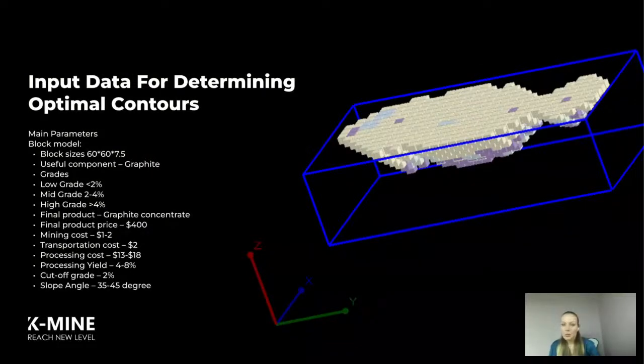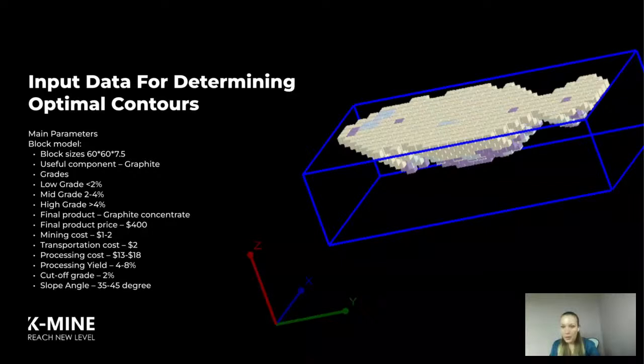So here's the data that we will use to create an open pit optimization project. The block model dimensions that were created and reviewed in today's demo are 60 by 60 by 7.5 meters. The mineral is graphite, which is divided into 3 groups depending on the content, and the final product is graphite concentrate, the cost of which is $400 per ton.